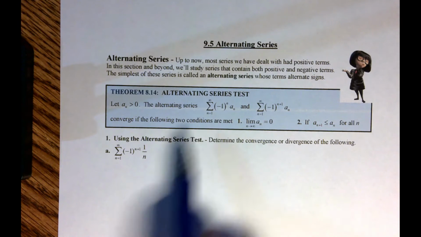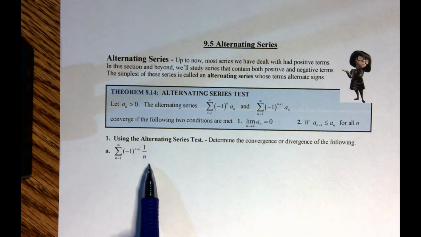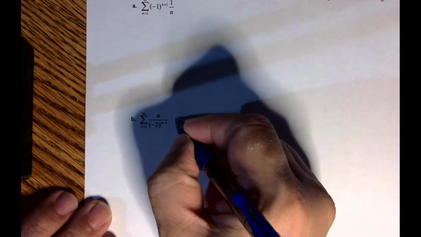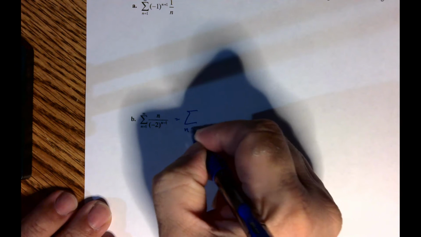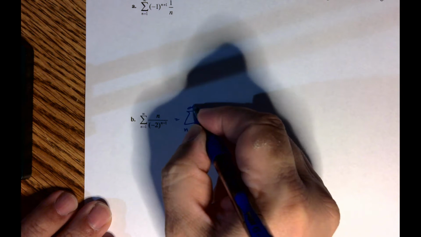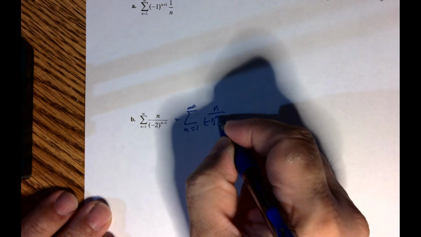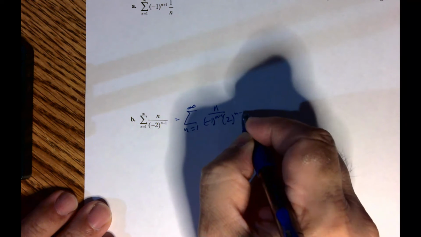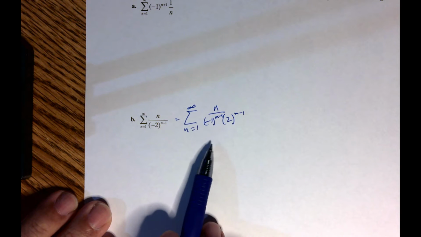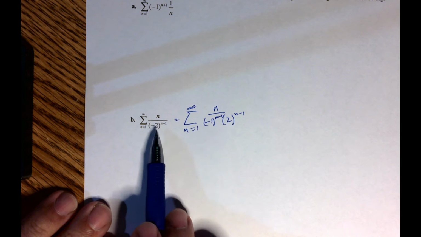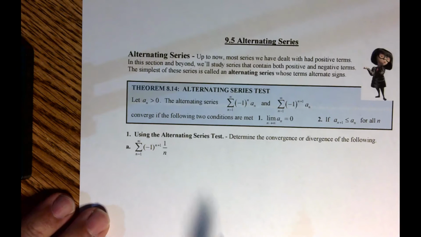First of all, it has to be alternating. So this is alternating. Okay. So look at B. Is this alternating? Well, you can treat this as the same thing as the sum of n times -1 to the n minus 1 over 2 to the n minus 1. So yes, this is also an alternating series. Generally speaking, if the negative is part of an exponent, it's going to be an alternating series.